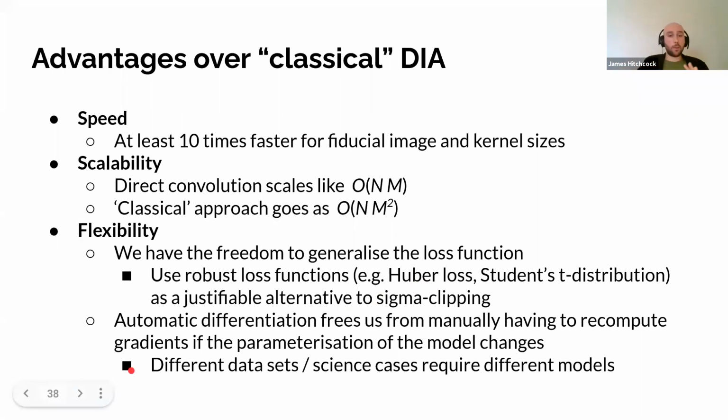And lastly, because our approach makes use of automatic differentiation, we have the flexibility to change up the parameterization of the model and cater it to different science cases. As all gradients are done automatically, this makes experimentation and development quite streamlined, as you have the luxury to play around with different models without having to worry about manually recomputing gradients each time you want to try fitting that to some given data set.